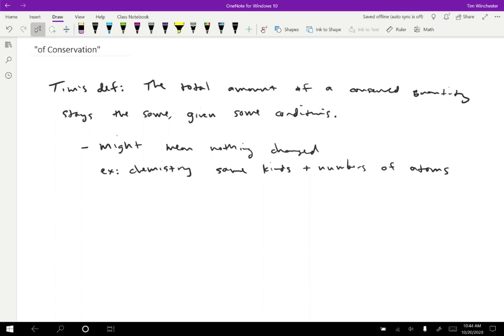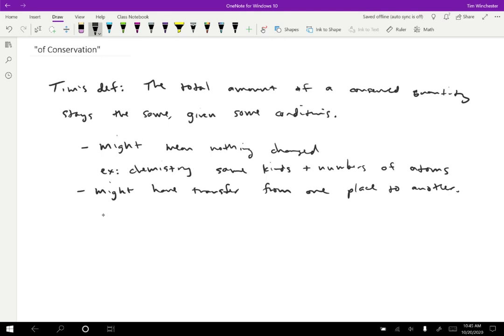Okay, but we can have something change. So conservation wouldn't be very interesting if it always just meant nothing changed. And so one thing it could mean is that we might have a transfer, a transfer from one place to another.